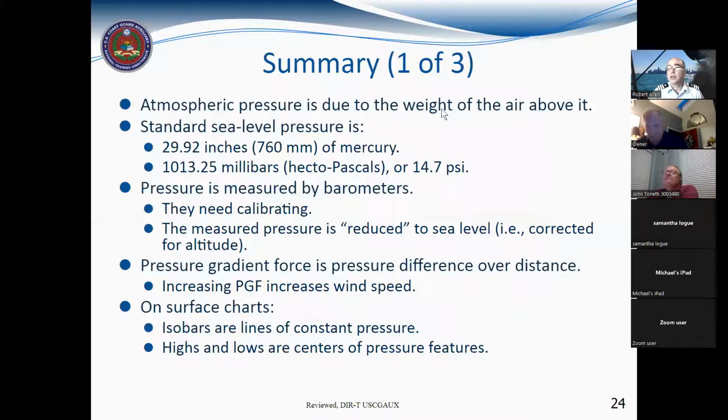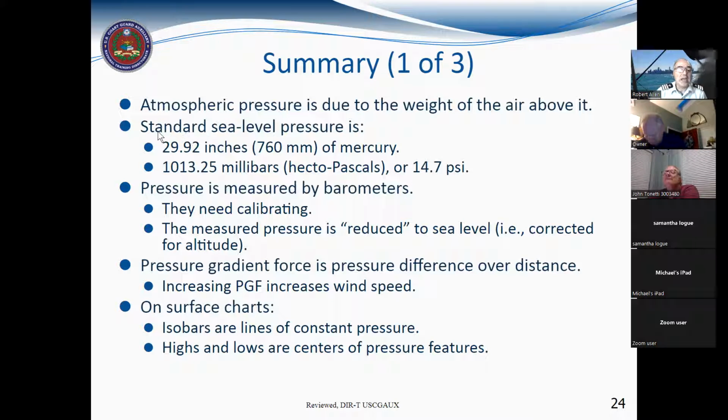All right, that's pretty much all for this chapter. Atmospheric pressure is caused by the weight of the air above it. And that weight is caused by gravity, which we talked about. Standard sea level pressure is 29.92 inches of mercury or 760 millimeters of mercury. Another way it's commonly measured is 1013.25 millibars, also known as hectopascals, or 14.7 psi.